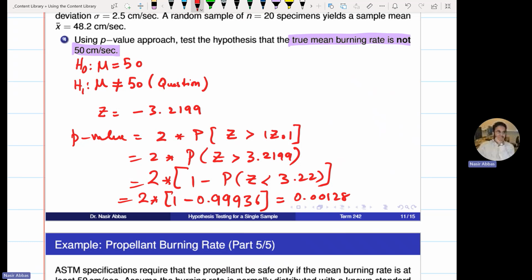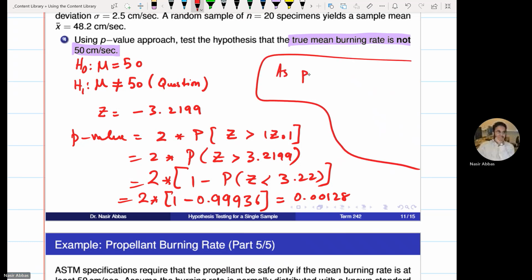Is this p-value small? Is this less than alpha? Yes, so we reject H naught. What is the conclusion? Again, write the hypothesis in terms of the question statement. What is the conclusion?